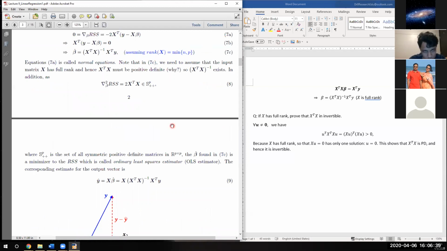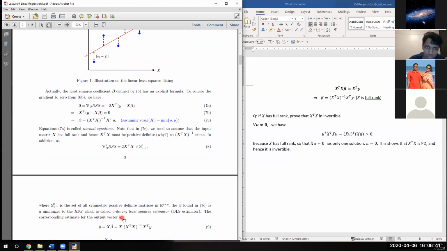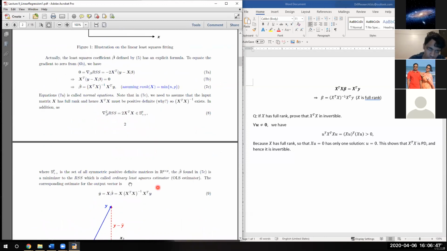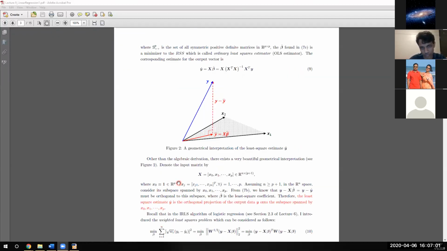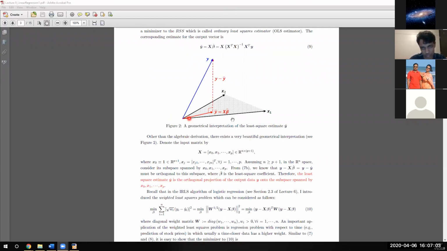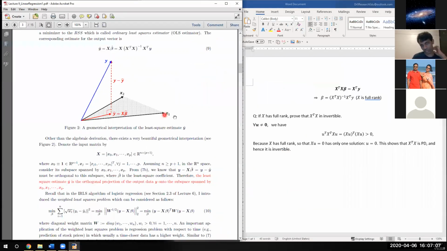Of course you just substitute, because your y hat equals x beta hat, right? You substitute it inside and then you get this one. All these are very simple. However, other than this very simple algebraic derivation, I want to show you a geometric interpretation. This is extremely important.